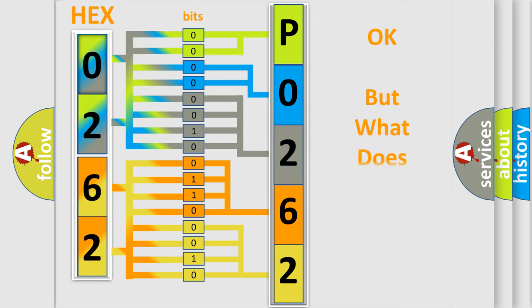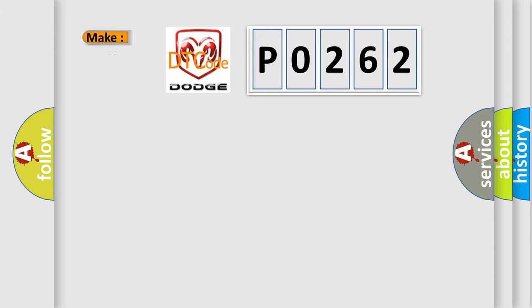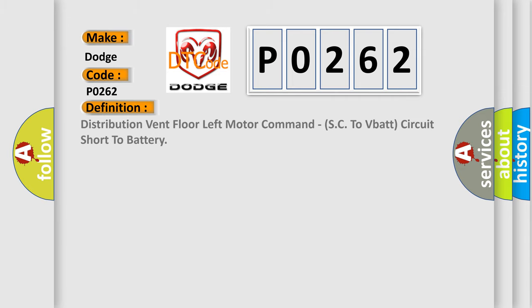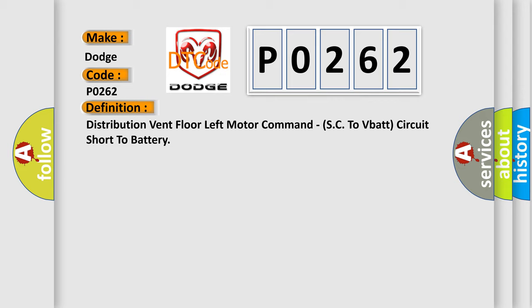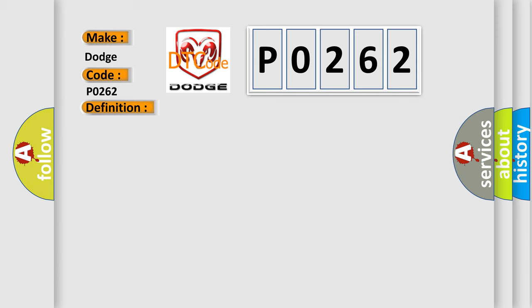The number itself does not make sense to us if we cannot assign information to what it actually expresses. So, what does the diagnostic trouble code P0262 interpret specifically for Dodge car manufacturers? The basic definition is: distribution vent floor left motor command, SC to Vbatt circuit short to battery. And now this is a short description of this DTC code.